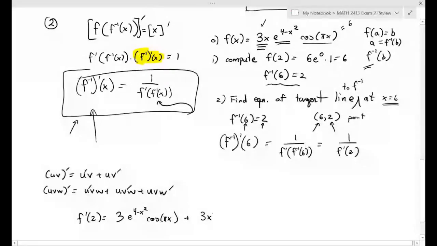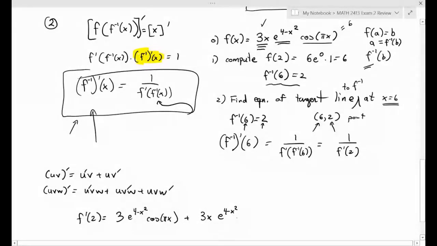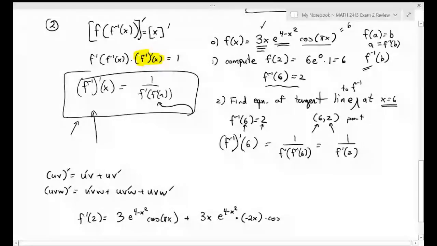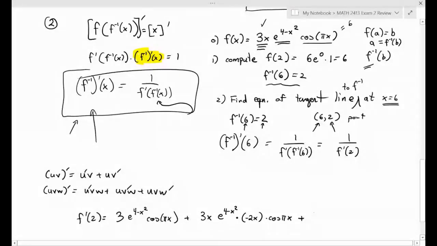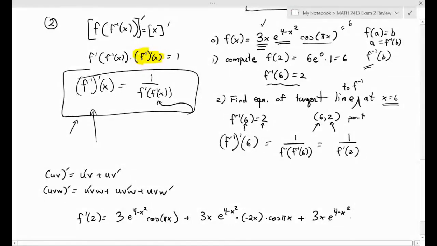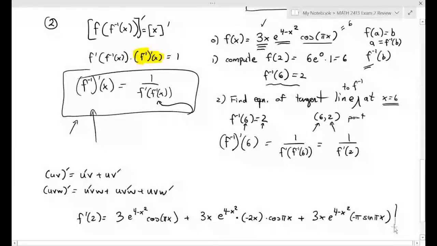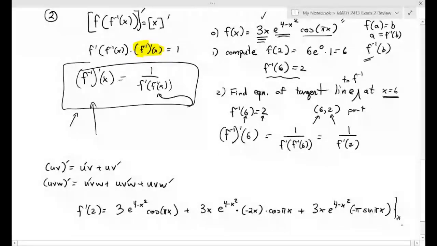Plus, now we're going to differentiate the middle factor, that exponential, and of course the derivative of an exponential, and then always chain rule. Finally, differentiate the last factor. So we get, I believe, negative pi sine of pi x and chain rule. And this is all evaluated at 2.